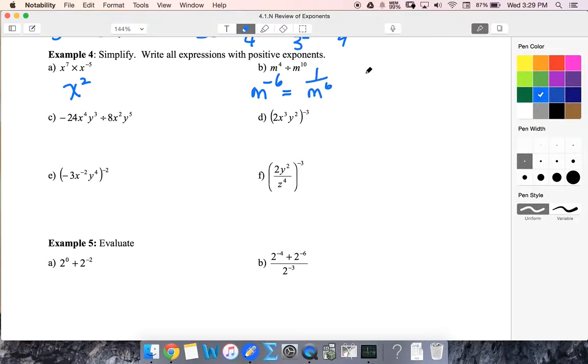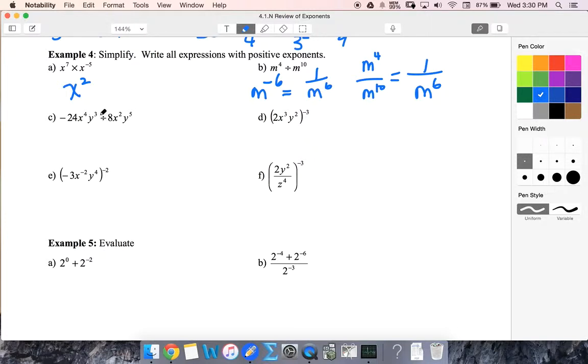An alternative way to think about this is to rewrite it as m to the 4th over m to the 10th. And then think about this as m times m times m times m over m times m times m times another 6 m's. When I cancel out m divided by m to make 1, that's going to leave me 6 m's in the denominator. It's one of our rules. It's one of the reasons why this rule is true.